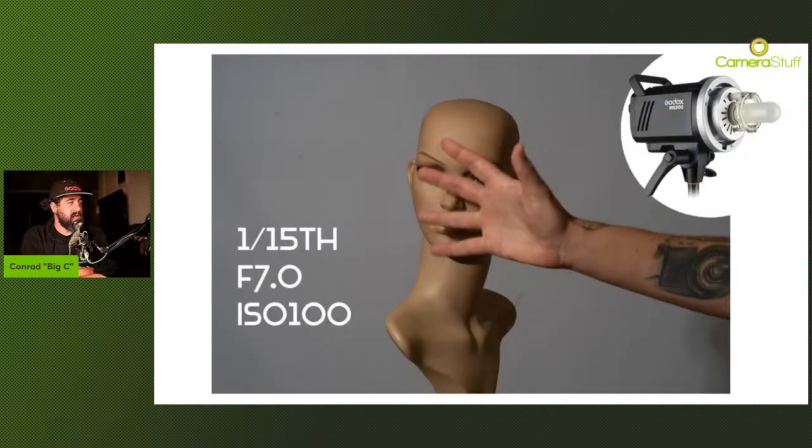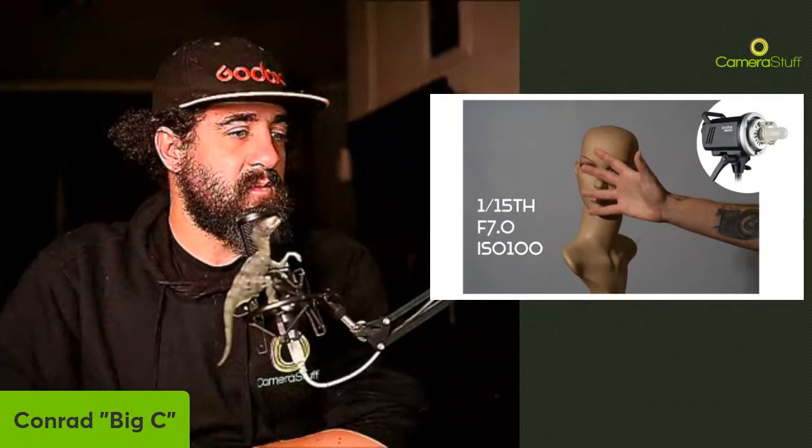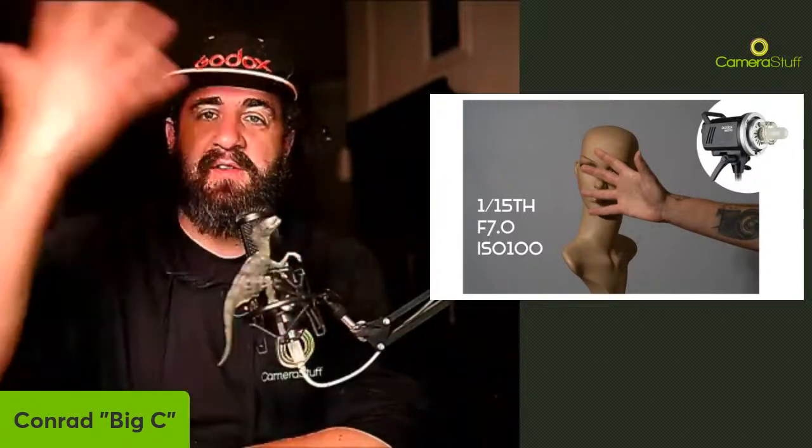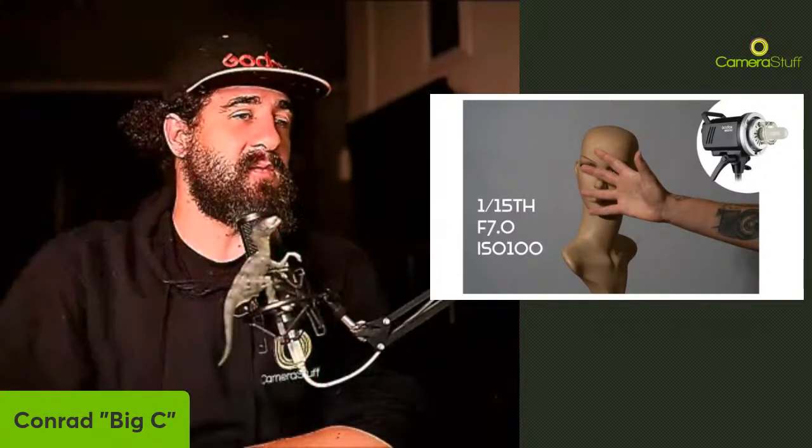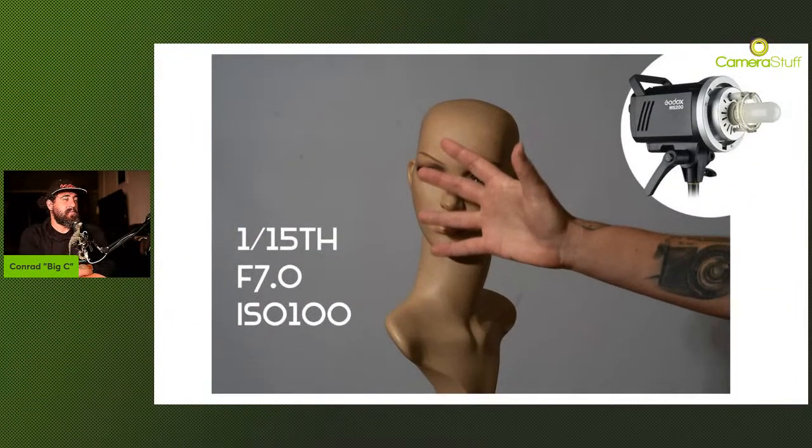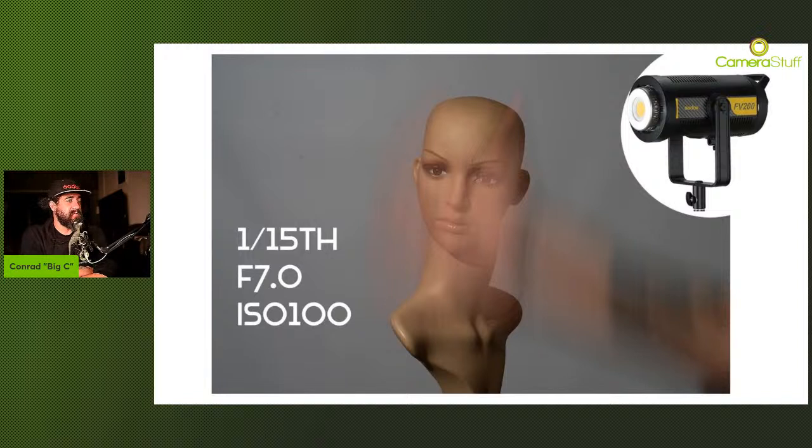Using the flash again, with a 15th of a second, aperture 7.0 and ISO 100, what I did in front of the mannequin head was wave my hand around like a John Cena, you can't see me maneuver. With the flash, even at the 15th of a second, my hand movement was frozen quite well. However, comparing that to an LED with exactly the same settings, you can see how blurry my hand movements now are. Same shutter speed, I didn't cheat here whatsoever.